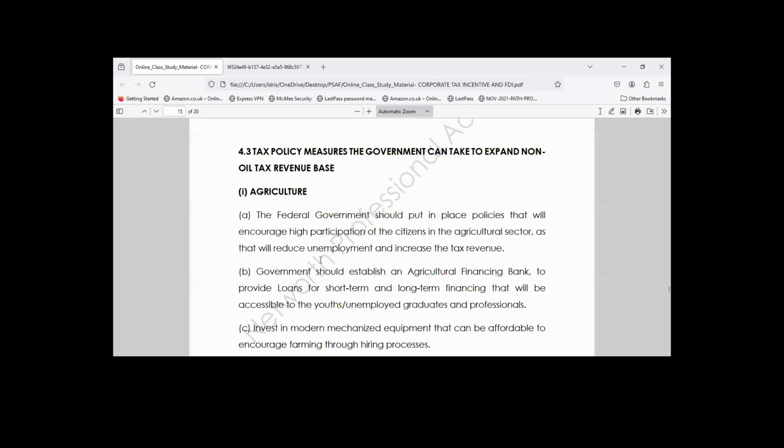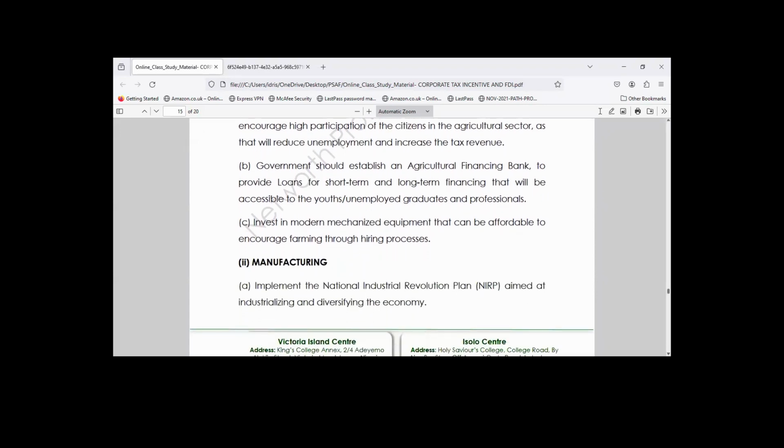Number one, in the area of agriculture, they need to promote agriculture by giving agricultural companies loans. Give them special loans. Give them tax incentives. It will attract the area of agriculture, so we will not be depending on oil only. It will expand agricultural areas too.